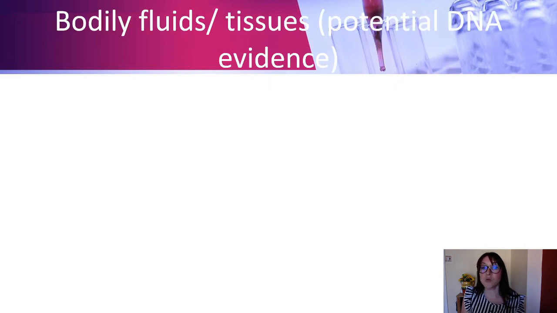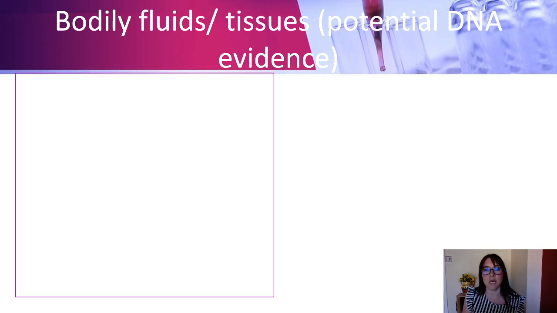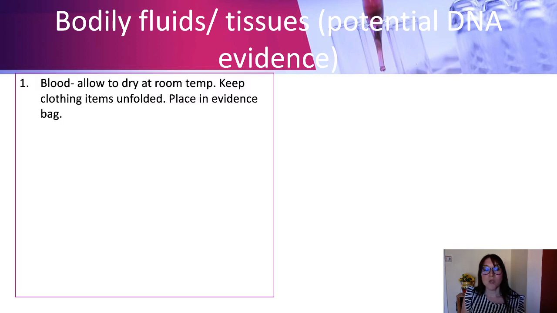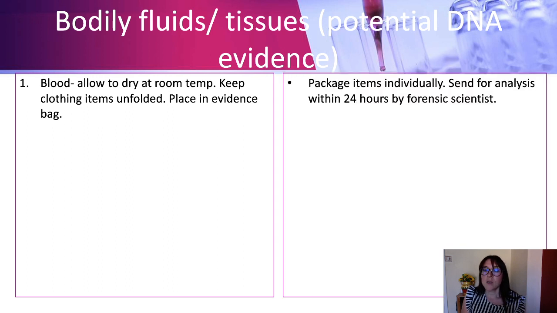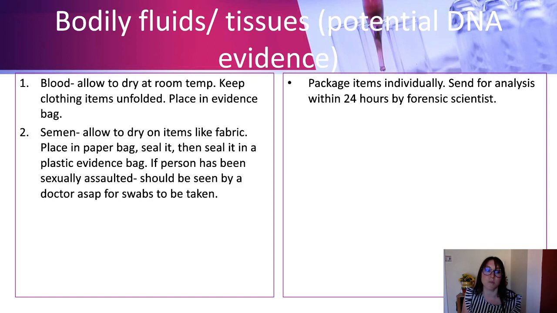Bodily fluids, tissue, so anything that has DNA, saliva, anything at all that has DNA. Blood, you need to allow it to dry at room temperature. You need to keep the clothing items unfolded, because if you fold it, it will transfer into different parts, might be weaker, and then be placed in evidence bags. You need to package these items individually, and send them for analysis within 24 hours. So this needs to be a very, very quick turnaround. People need to be extremely efficient.